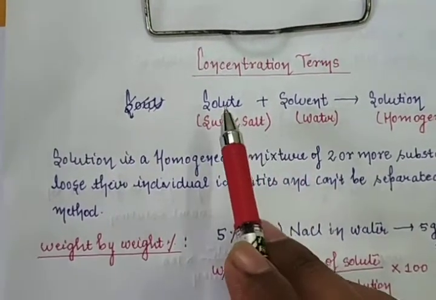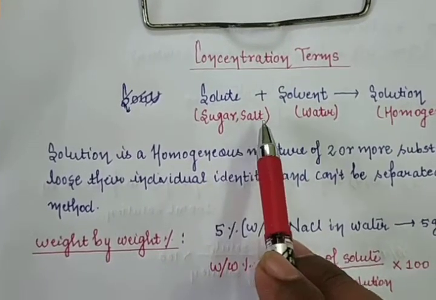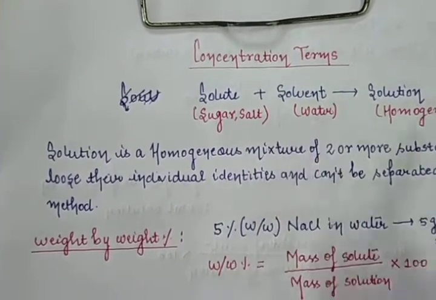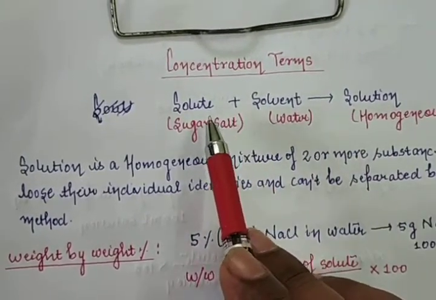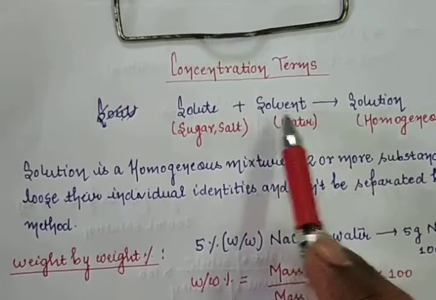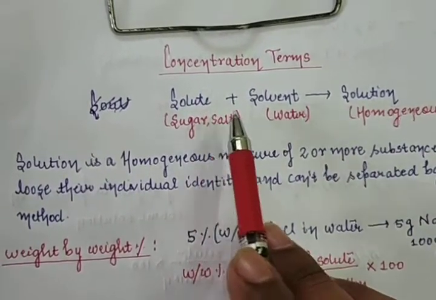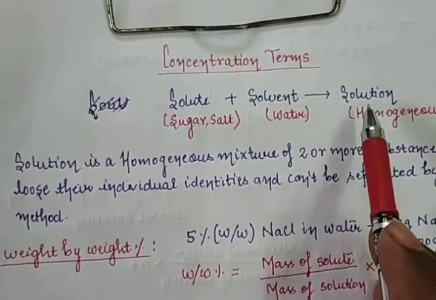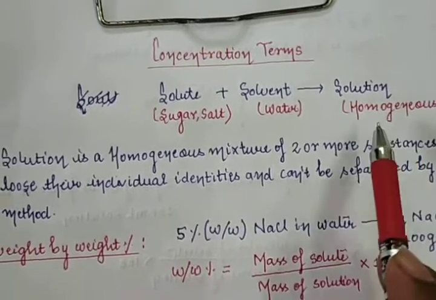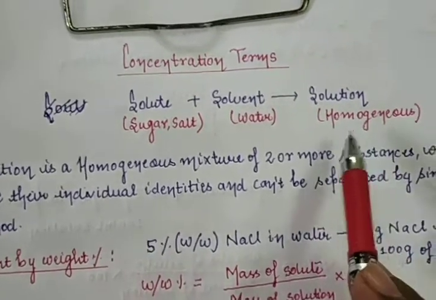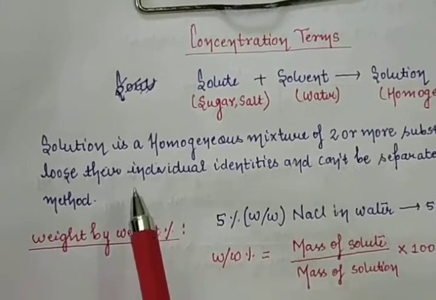Okay, now there is a solute and solvent. You know, solute is what? Sugar, salt, and solvent is water, right? Now when solute, sugar, is mixed in solvent, then there is the formation of solution. When solute particles completely dissolve in solvent, then the solution forms, and this type of solution is called a homogeneous solution. Just focus on this. Homogeneous solution.